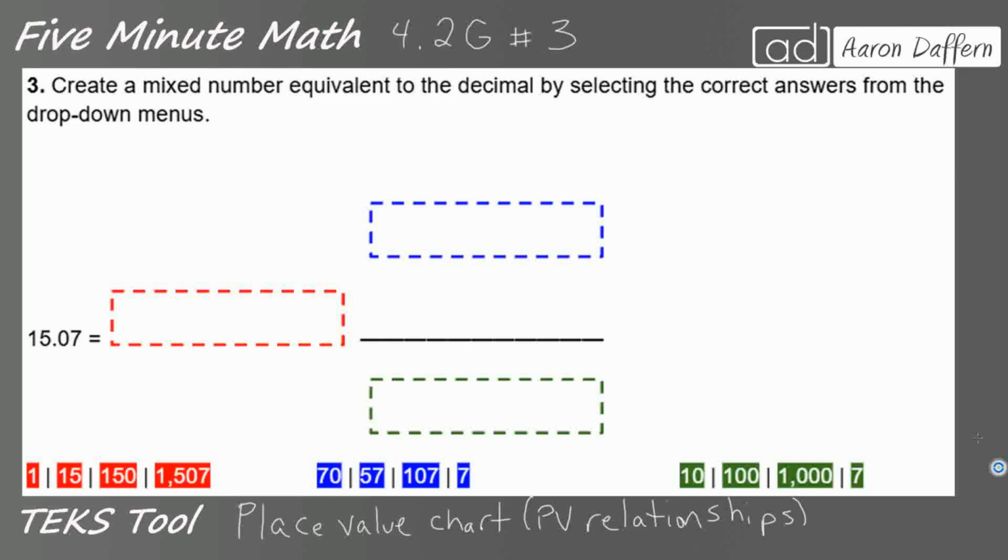So we've got a mixed number, 15 and 7 hundredths is how you would say that out loud. We need to build that with these three different blanks here. And if you know how to say it like I just read it out loud, that will basically give you the answer. But just to show you what I'm talking about, let's go ahead and use a place value chart.